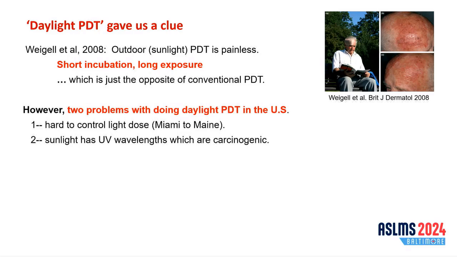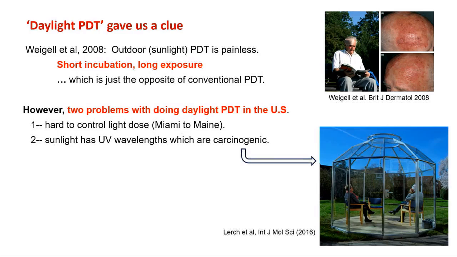But there are two problems with bringing this to the States. First of all, it's hard to control the light dose between Miami and Bangor, Maine. And the other thing is the sunlight, of course, has ultraviolet wavelengths in it, and this is carcinogenic. And kind of ironically, the Copenhagen group later suggested that what they do here is build a greenhouse out in the garden, where the glass will block the ultraviolet while they're getting their PDT. So it's kind of cute, but not very practical.